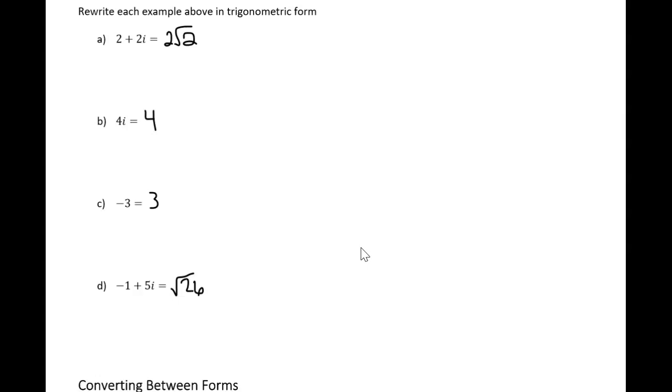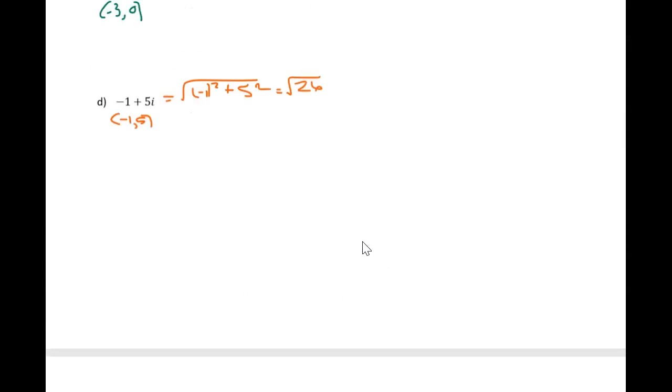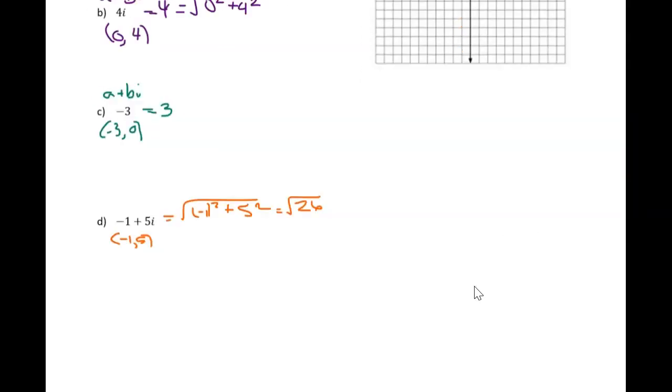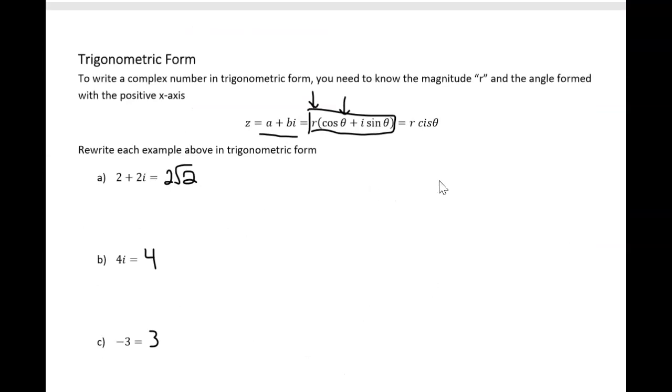I'm actually going to scroll back up to the graph to think about theta. So looking at this first example, and I realize it's quite small, let's redraw this right triangle. So for the first one, we had a right triangle.